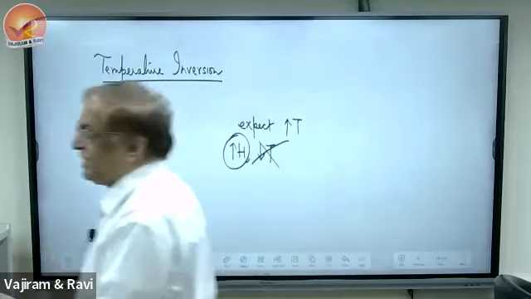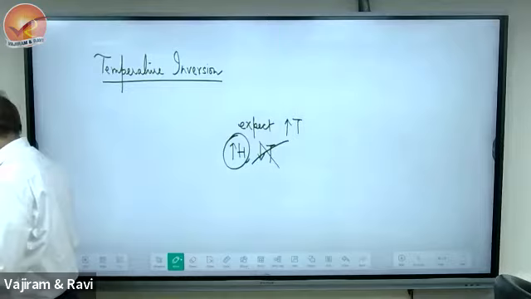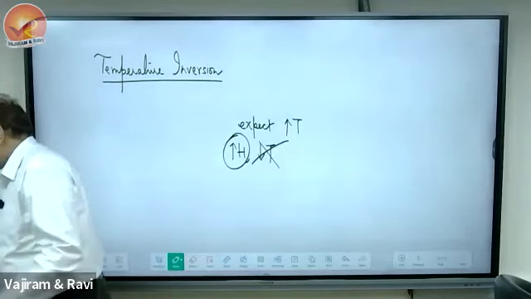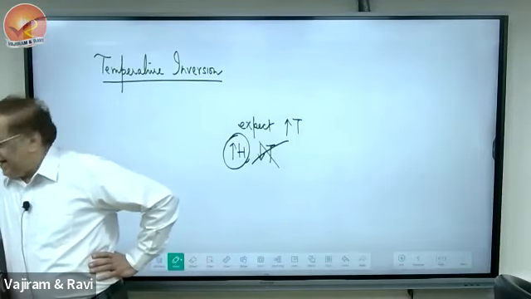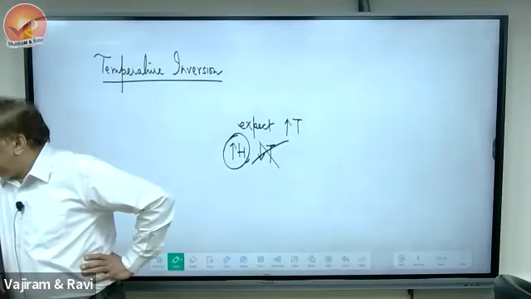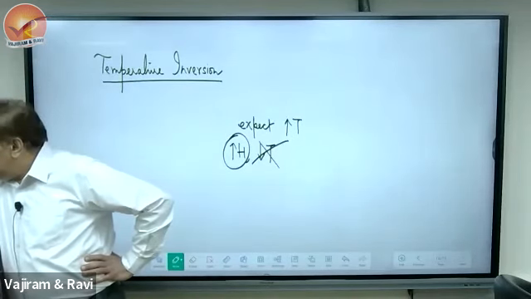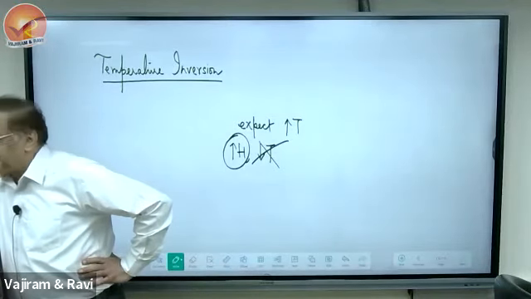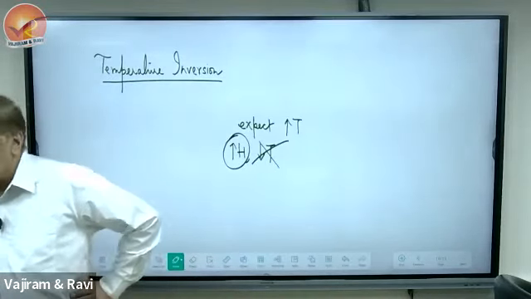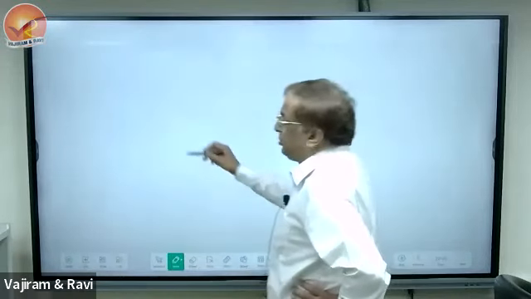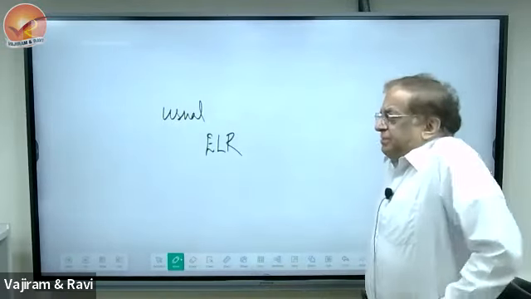So please write: temperature inversion refers to an atmospheric condition in which, with increase in height, comma, there is an increase in temperature rather than the usual relationship shown by the ELR.